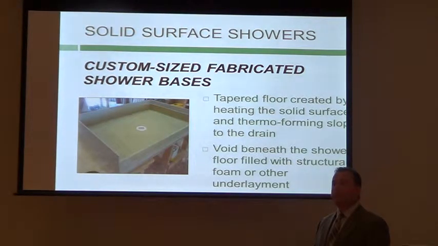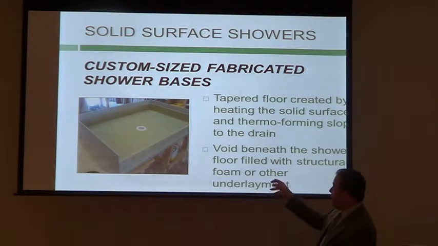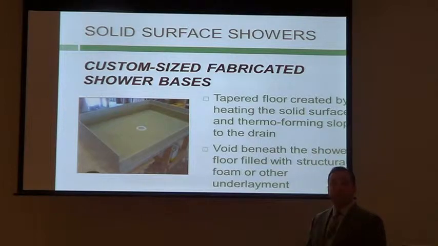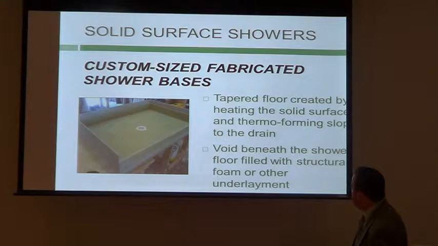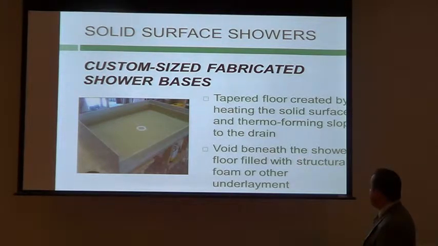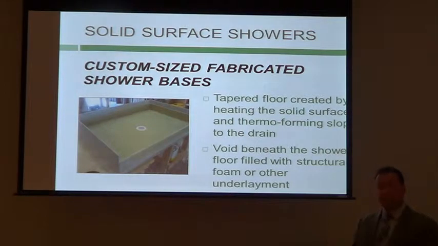So at that level, the fabricator would have some sort of a shape, call it a mold, and they would have already identified where the drain location will be for that project. They would create their shape, heat it up, and allow it to drape over this mold to create the slope to that drain location. Because of that, there is typically a void beneath the shower floor, which has to be filled with structural foam or some other underlayment, like a honeycomb type of underlayment.